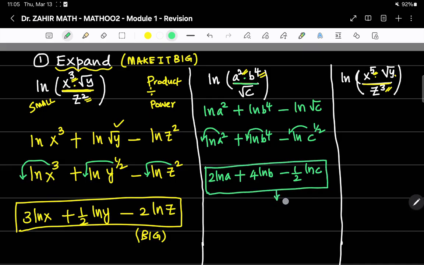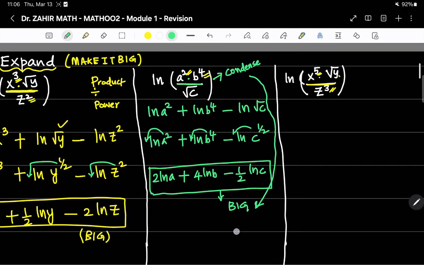This is called expand, so big. This is called what? Small. Condense means the final answer should have only one term. Look here, this is only one term. So we are going from condense to expand. Okay, right. Let's go for the next question.